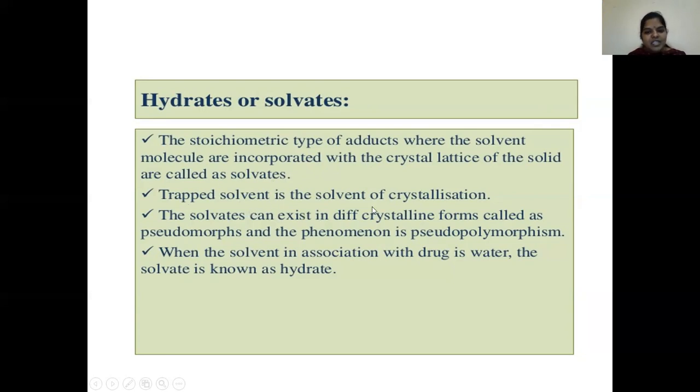Trapped solvent is the solvent of crystallization. The solvates can exist in different crystalline forms. It has a crystal as well as a solvent molecule, right? So there is a chance to get pseudopolymorphs, and the phenomenon is called pseudopolymorphism. So these are not completely polymorphs and these are not completely amorphous. So that's why the name is pseudo. It exhibits two types of characteristics because the crystal lattice will be incorporating solvent molecules.